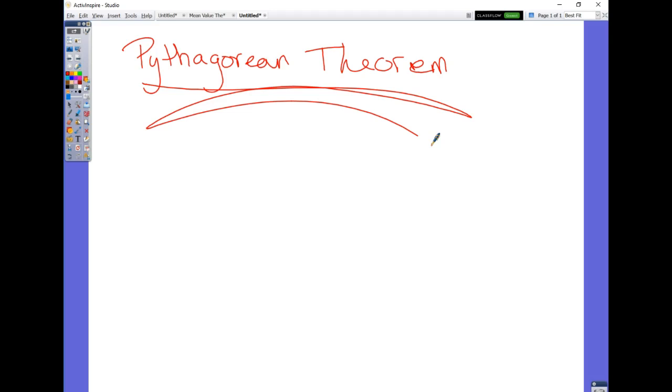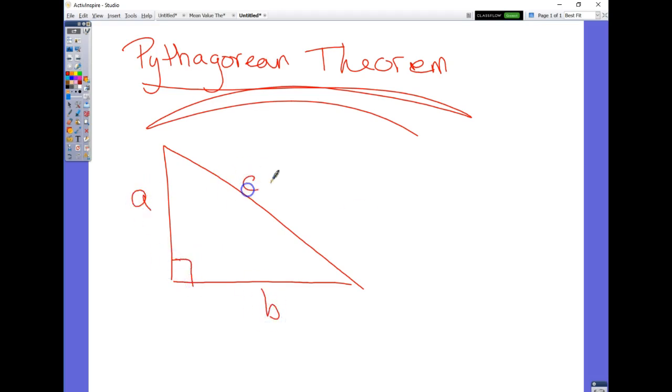Stated simply, the Pythagorean Theorem says, assuming that you're given a right triangle with legs length A and length B, and a hypotenuse length C, the Pythagorean Theorem states that A squared plus B squared is equal to C squared. There will be some questions that will be just straight up Pythagorean Theorem questions. The only rule is you have to have a right triangle.